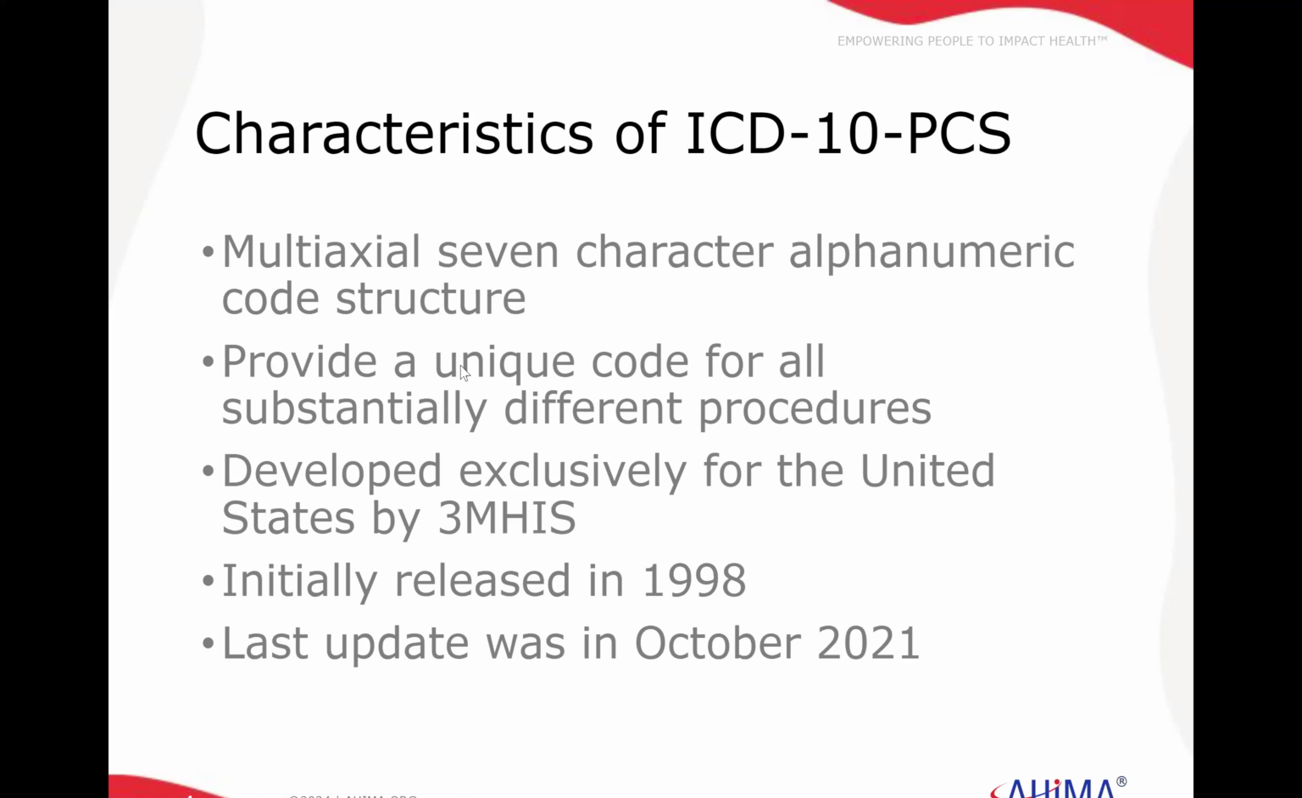So what this means is that there are different components of a hospital procedure: the approach, whether a device is used, what body system, what body part, all these different things. And the 7 characters address all of these axes, if you will. It's multi-axial, and by doing this, it provides a unique code for all substantially different procedures. This was originally released in 1998, and it's updated continuously. The last update was in October 2021.